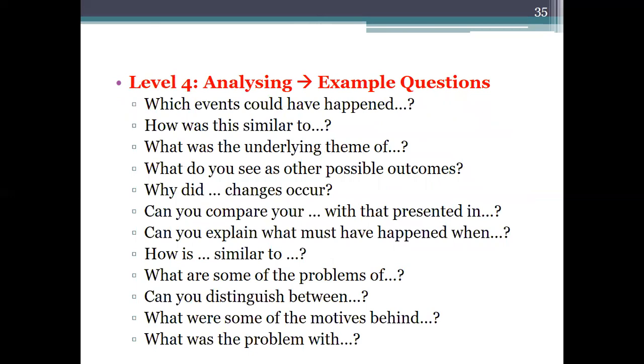Level 4, analyzing, example questions. And level 4, as we discussed earlier, the student has to break down all the information into components, and study the various components separately, going into detail on each and every component. Which events could have happened? How was this similar to? What was the underlying theme of? What do you see as other possible outcomes? Why did change occur, and so on?